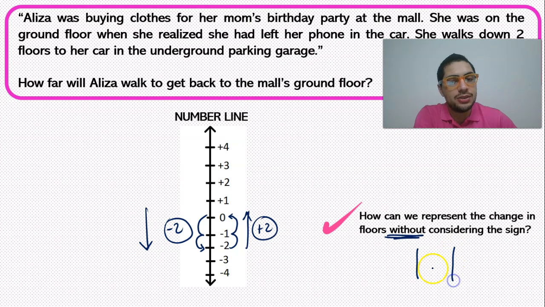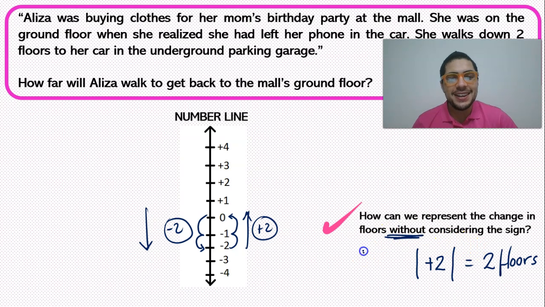So the absolute value doesn't care if it's -2 or +2. It just focuses on the outcome. The outcome is 2 floors. It doesn't matter if it's up or if it's down. Eliza walked 2 floors twice. Okay, so let's try another problem.